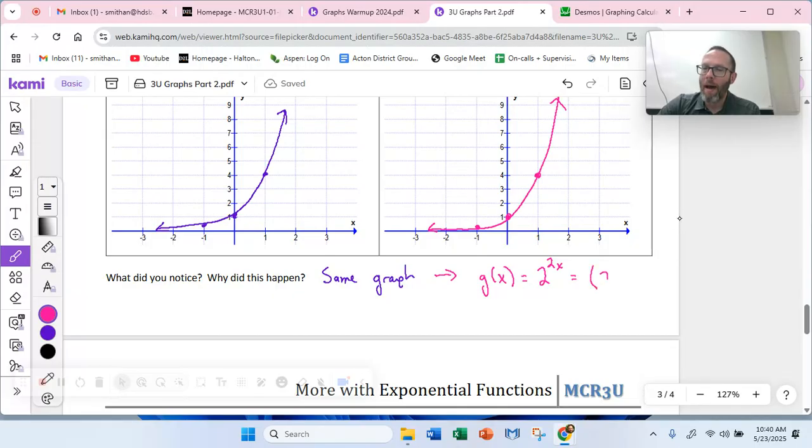I can use my power of a power rule to just rewrite this as 2 to the power of 2, all to the power of x. That's how that rule works. Power of a power, you multiply the exponents. We're just reversing that.